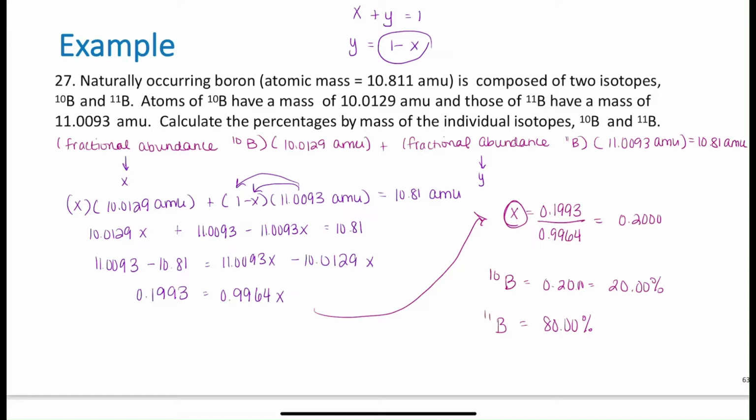So again, I solved for x here, and x was representing the fractional abundance of B10. Y, which represents the fractional abundance of B11, put back into percent, would be 80%.